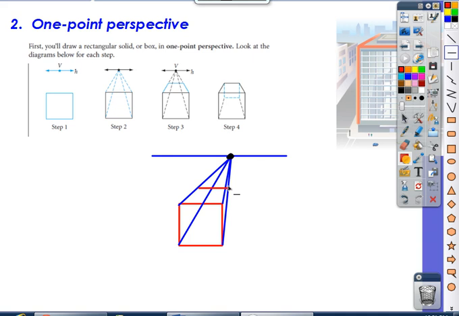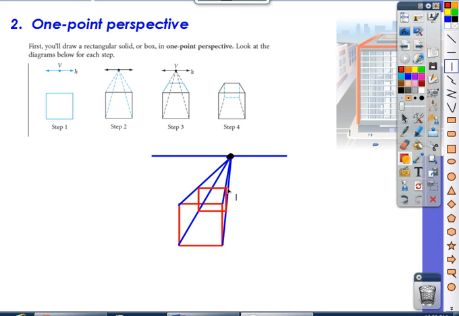I draw a parallel line to the top of the box, and then I connect those two vanishing point lines. But remember, I have to do that for all of them. So then I come from here, and I go down, and then I come over to this side, and then I come straight up. Okay? So it's not perfect.